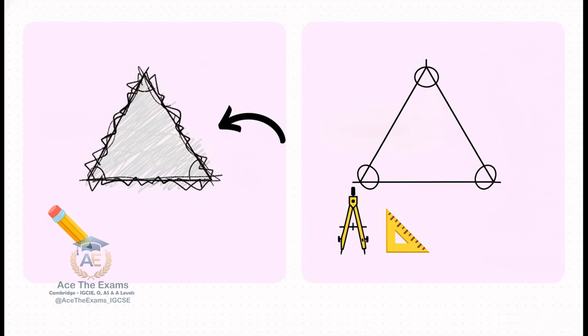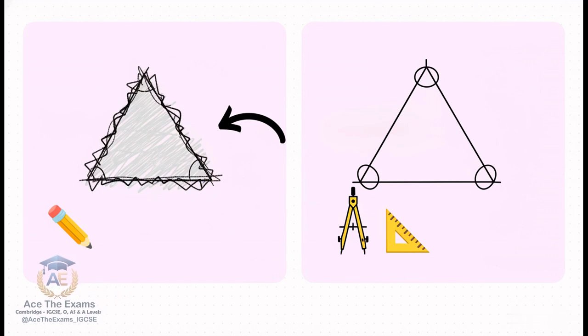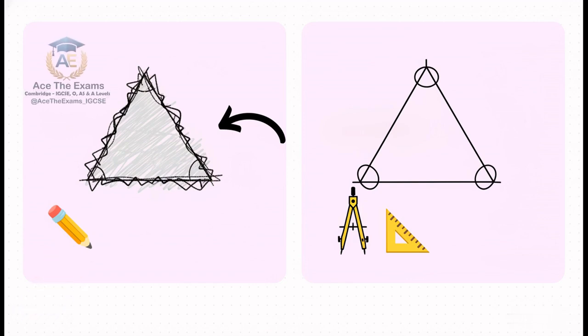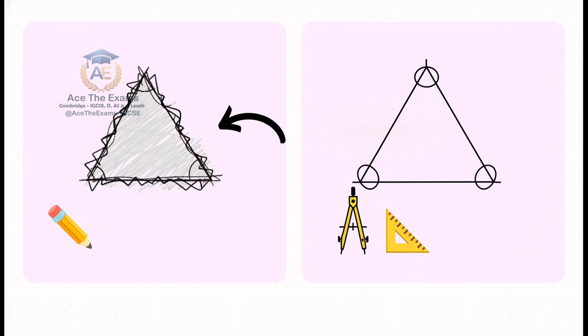But wait, before you dive in and execute that flawless intersection, there is a secret weapon that top-tier students use. Always, and I mean always, draw a quick rough sketch in the margin before committing to the exact 1 millimeter precise construction. Your rough sketch acts as your blueprint. It organizes your spatial awareness so that when you pick up the compass, you already know exactly where those arcs are supposed to cross.